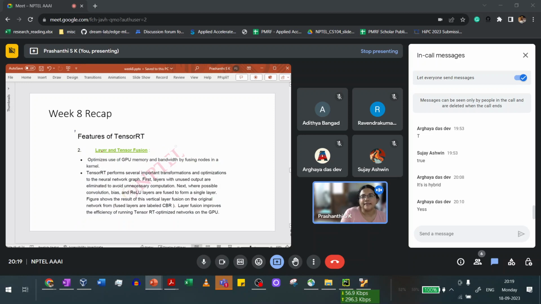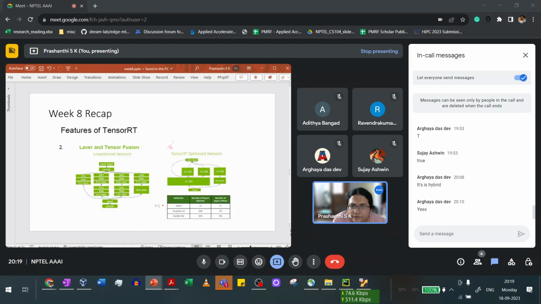Second thing it does is something called layer or tensor fusion. So let's say I have 3 layers that look like something like this, right? Let's say there are multiple nodes in these layers, TensorRT fuses these nodes into one single node, right? You can't do this for every single layer, but there are some layers where you can. For instance, layers with unused output are eliminated, then layers where convolution, bias and ReLU, so basically all of these are fused into a single layer.